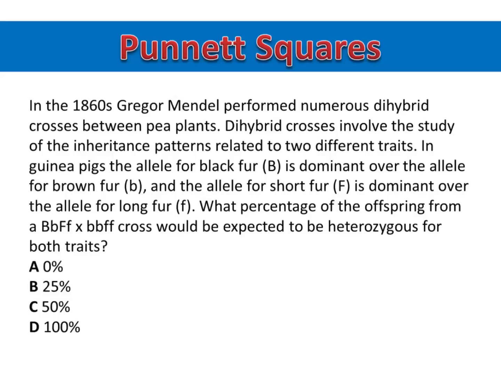In the 1860s, Gregor Mendel performed numerous dihybrid crosses between pea plants. Dihybrid crosses involve the study of the inheritance patterns related to two different traits. In guinea pigs, the allele for black fur, big B, is dominant over the allele for brown fur, little b, and the allele for short fur, big F, is dominant over the allele for long fur, little f.